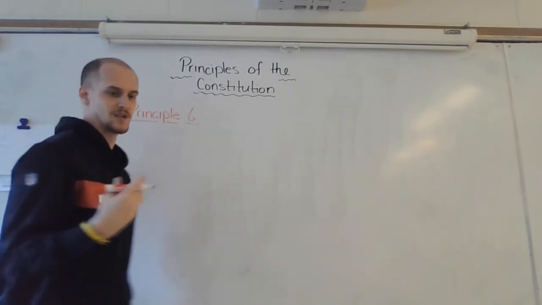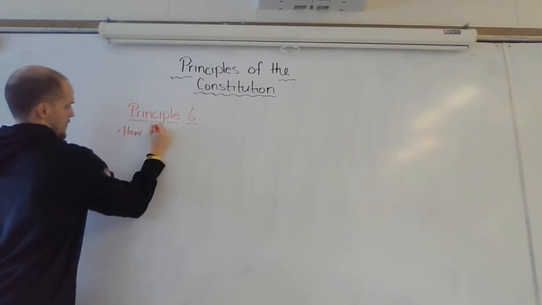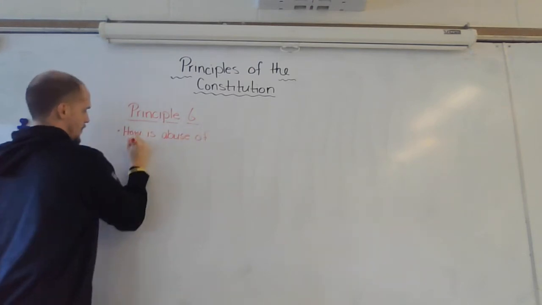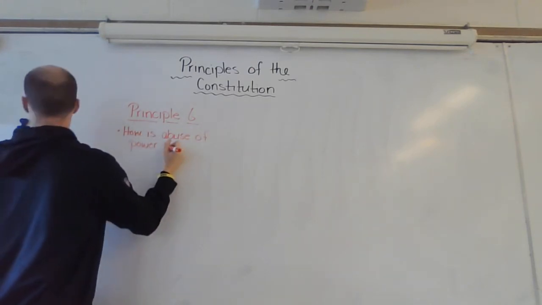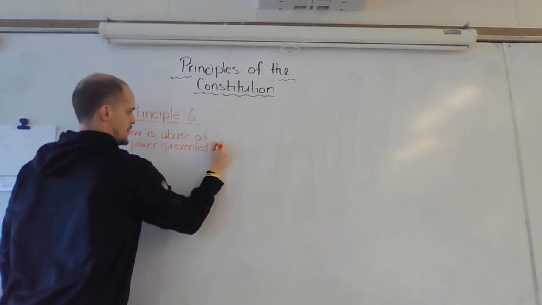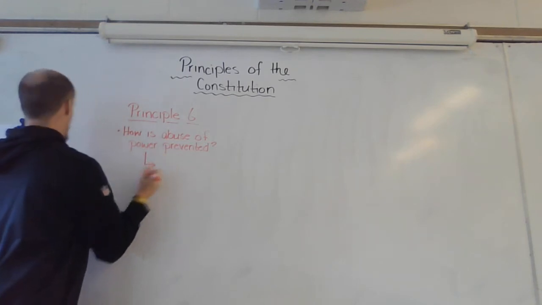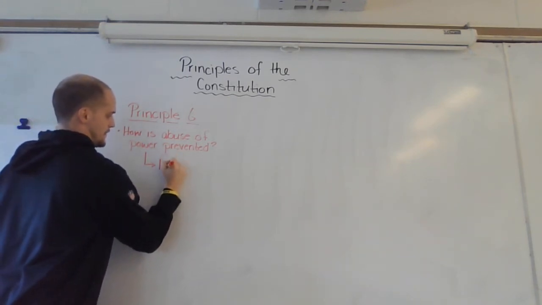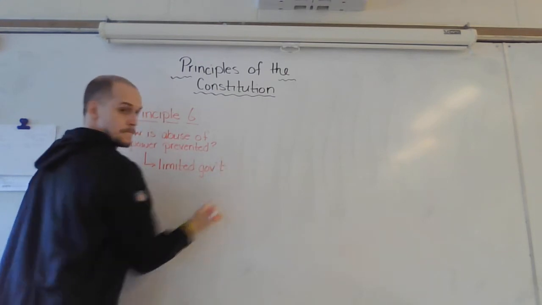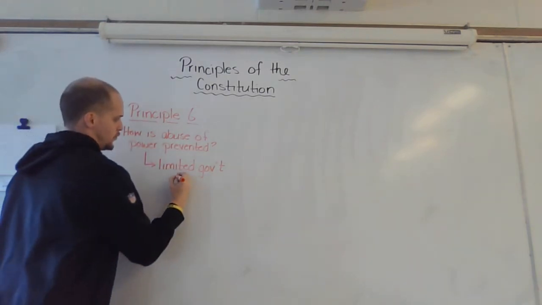And Principle 6 answers the question, how is abuse of power prevented? How is the abuse of power prevented? And this is through what's known as limited government. Limited government is tied into the rule of law.